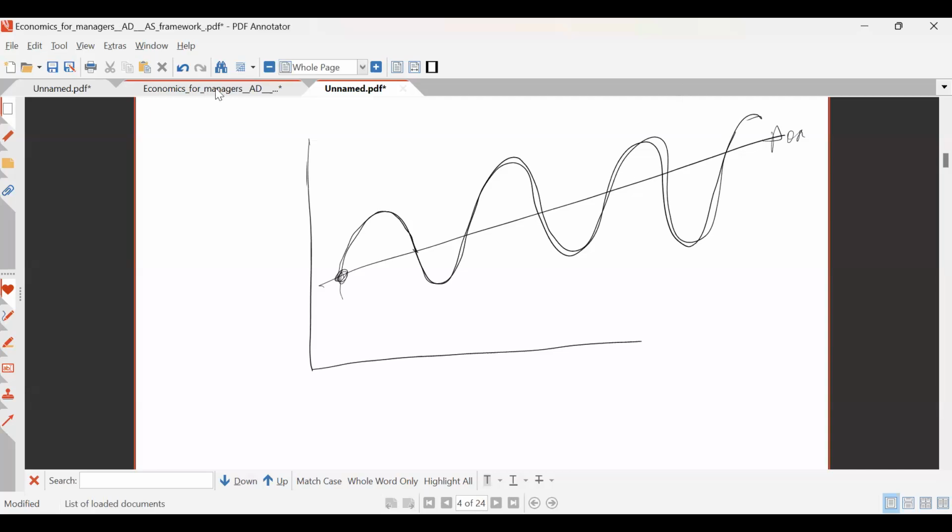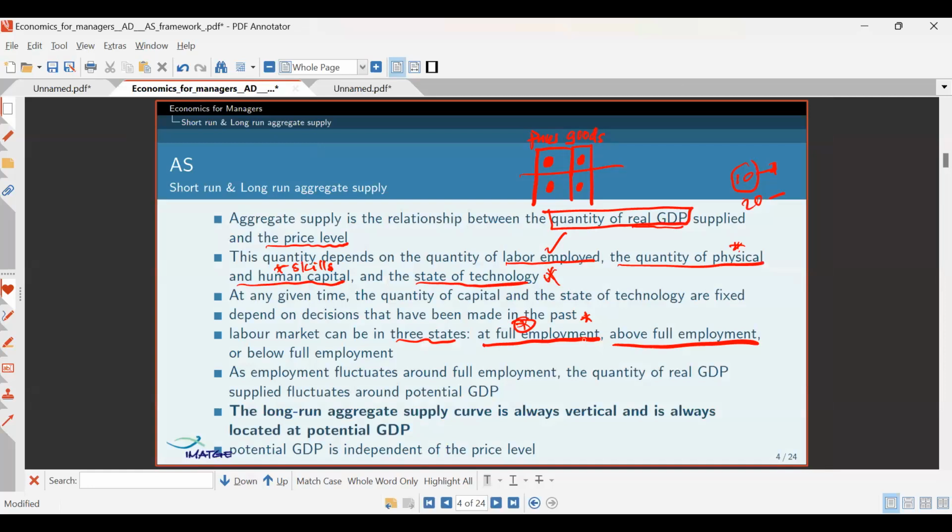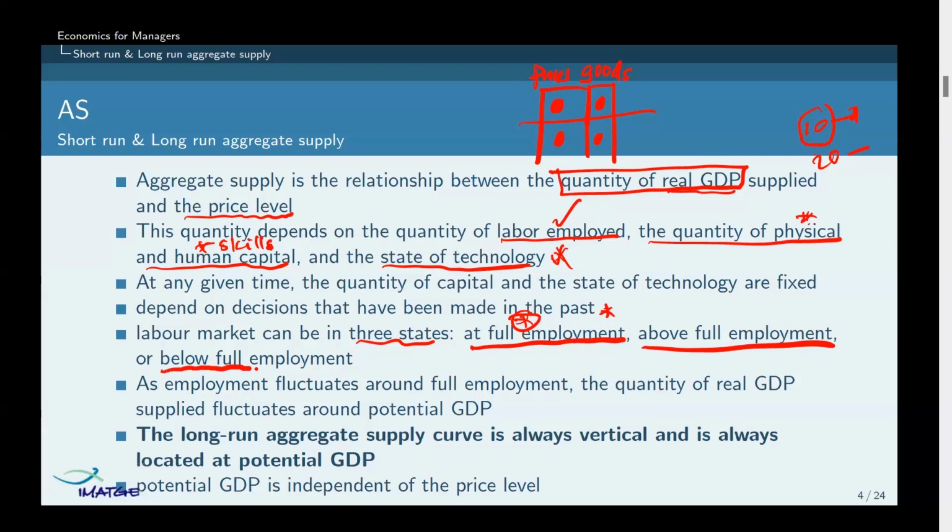Let me take you back to where we were. If you look at this, you can see that we can also have a case whereby we operate below full employment. That is the labor market. So as employment fluctuates around full employment, the quantity of real GDP supplied fluctuates around its potential GDP. The potential GDP is what we call the natural rate of employment or the full level of employment. So that's the reason why we have business cycles.